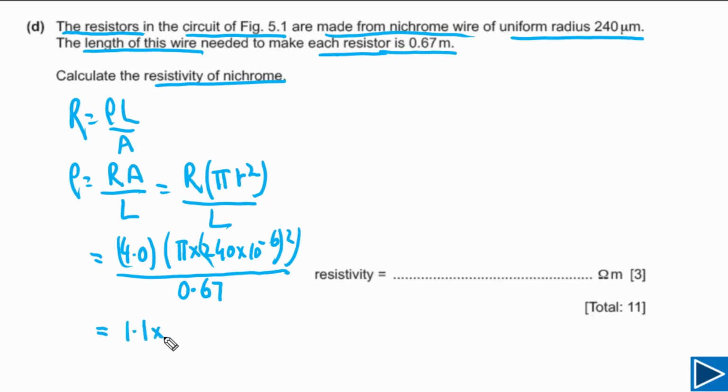In this case, our final answer will be 1.1 times 10 to the negative 6 ohm meters, and this is our final answer. This question has 3 marks. The first mark is if you have written the formula in this form, you will get the C1 mark, the second mark is if you have plugged in the right values, and the last one is the A mark. If you have got the right answer, you will get full marks.